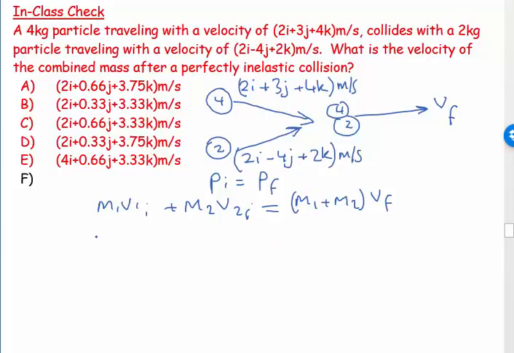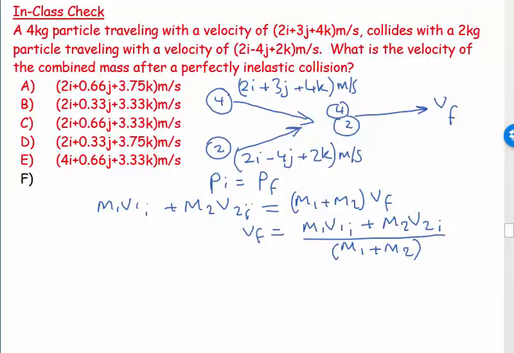Let's just rearrange so we can see the layout. So v final is equal to m1 v1 initial plus m2 v2 initial over, well, m1 plus m2. So what we're saying is that the momentum of the first mass before collision plus the momentum of the second mass before collision must equal the momentum of the combined mass after the collision.